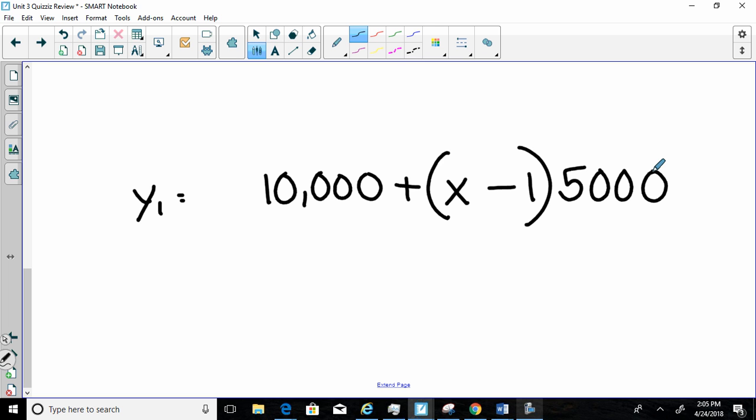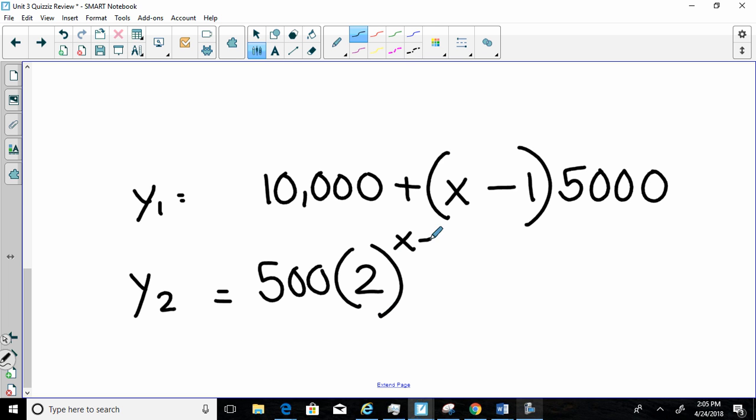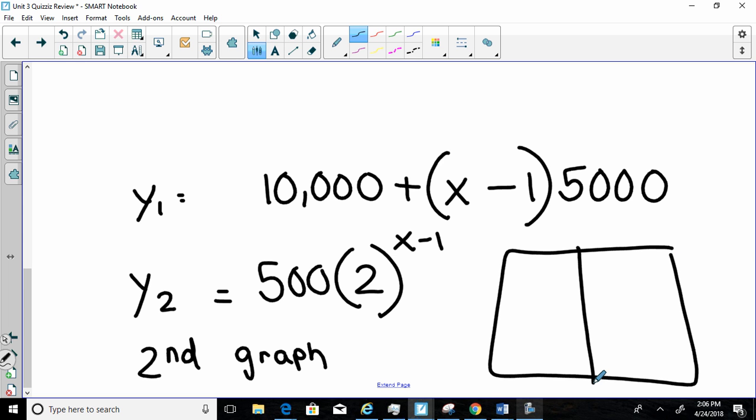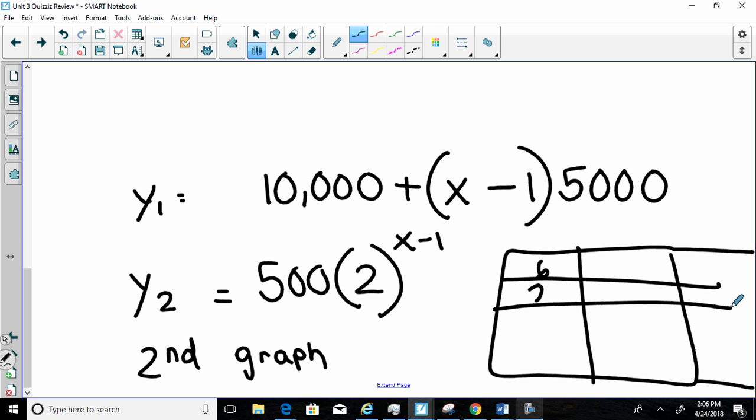And your second one is the second equation we came up with, which is 500 parentheses 2 parentheses x minus 1. Remember, use the caret. Make sure x minus 1 is in the exponent. Then you go to second and graph to look at your table. You're looking at 6, 7, 8, and 9 and figuring out when the second column, this Y2, surpasses the first one.